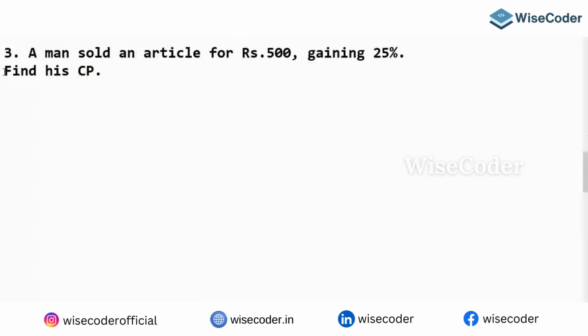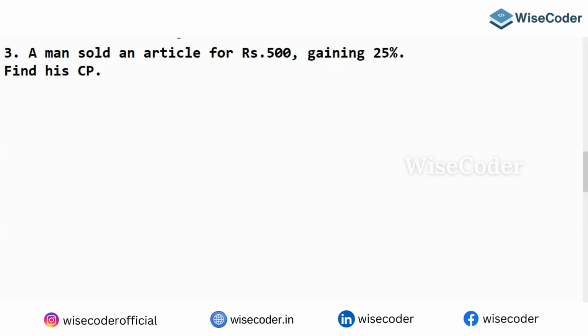A man sold an article for rupees 500 at a gain of 25%. Find the cost price. He's asking in a reverse way.